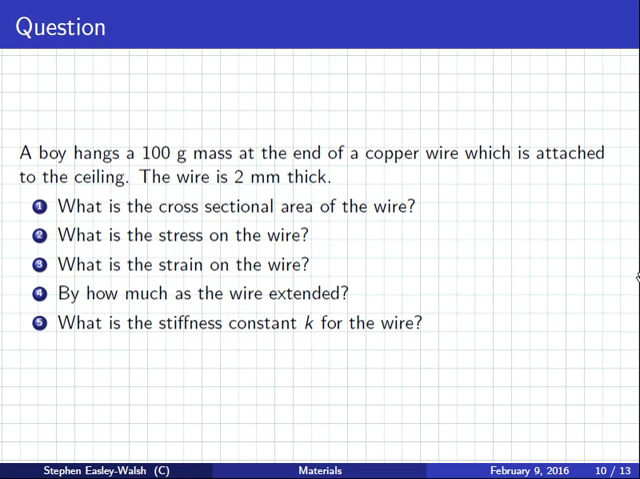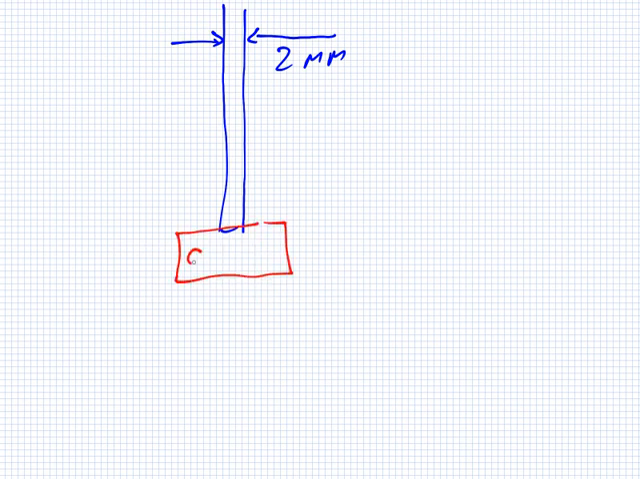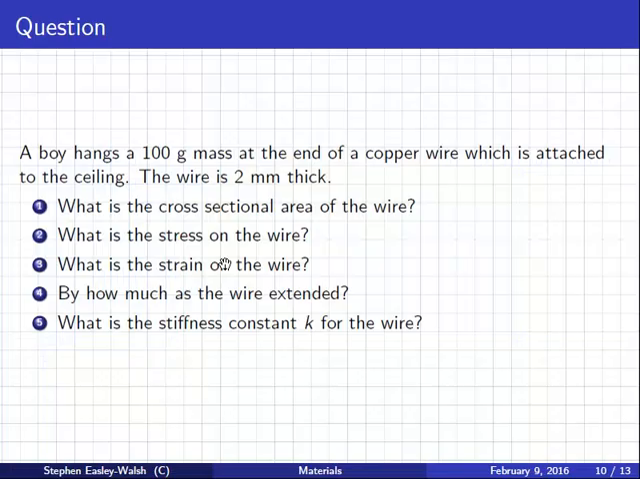A boy hangs a 100 gram mass at the end of a copper wire which is attached to the ceiling. The wire is 2 millimeters thick. So what's happening here, I'll draw it for you. You've got a piece of copper, and the copper is 2 millimeters thick. And the boy hangs a 100 gram weight at the end of it. So you can write the information down.